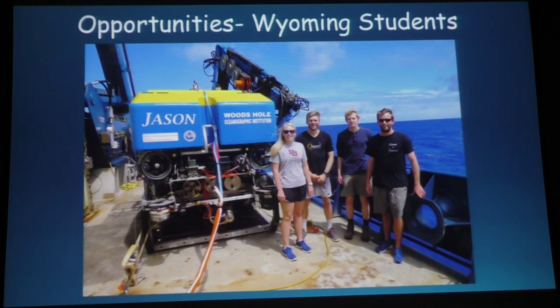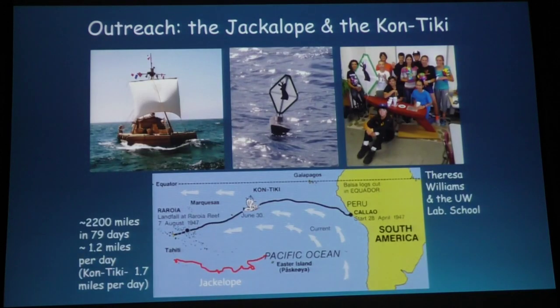The last thing I want to show you is a little bit of outreach we did, which was kind of cool, or I think cool, forgive me. This is a bunch of middle school kids with their teacher, Teresa Williams, at the UW Lab School. We bought them this kit, and they made this boat, which is a drifter with a GPS. You can see the scale from the picture. They painted it, named it the Jackalope, and made the sail and so on.